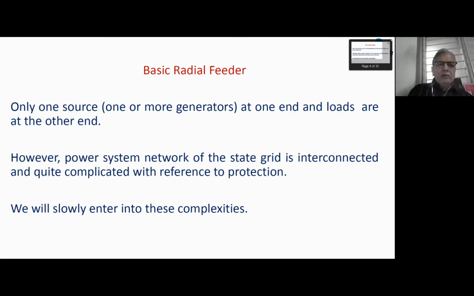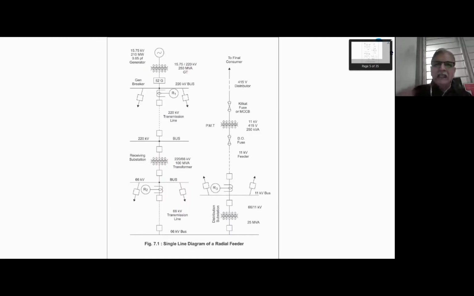We start with a basic radial feeder, that is source only. There is only one source at one end and loads are at the other end. However, everyone might be knowing that our power system network of the state grid is highly complex, complicated. It is an interconnected network, and the protective schemes are going to be complicated. We will slowly enter into these complexities. This is the basic radial feeder.